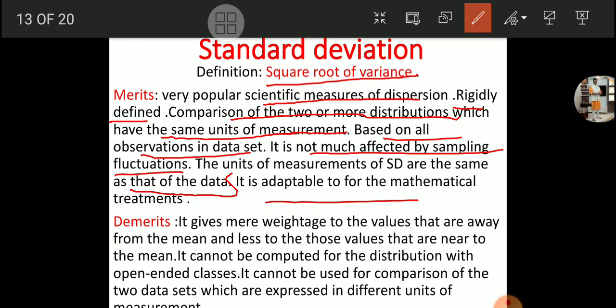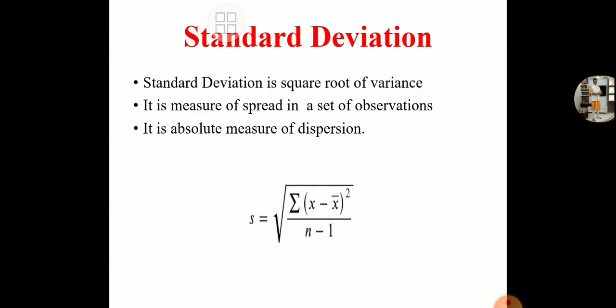It cannot be computed for a distribution with open-ended classes. If open-ended classes are there, then it is impossible to calculate the standard deviation. It cannot be used for the comparison of two data sets which are expressed in different units of measurement. So such drawbacks of the standard deviation are also there, that you have to keep in mind.